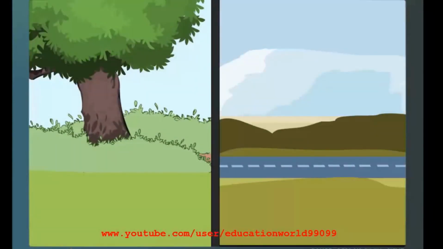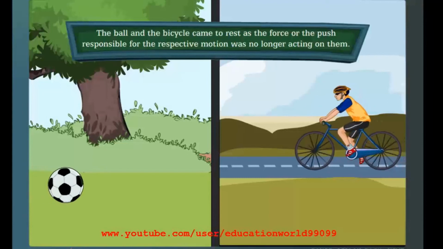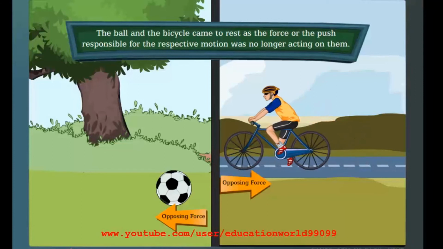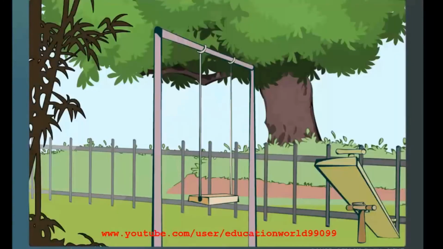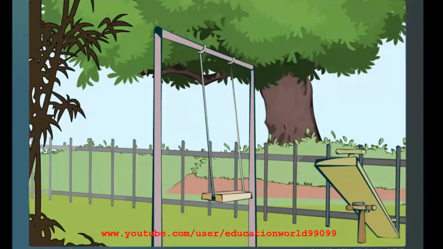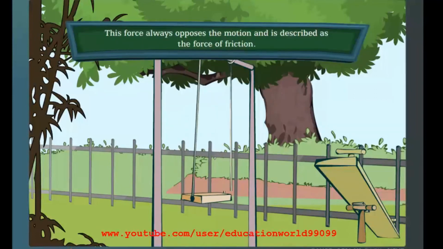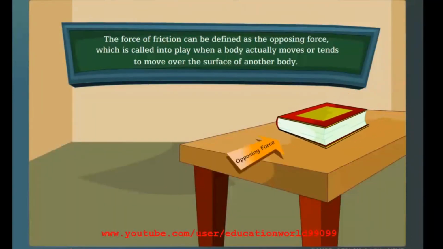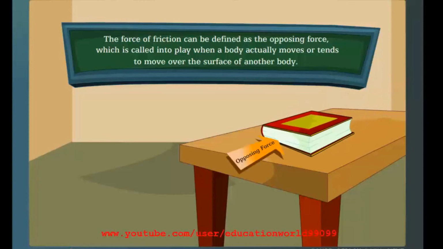Let us analyze the visuals shown here. The ball and the bicycle came to rest as the force or the push responsible for the respective motion was no longer acting on them. This shows that things slow down because a force is acting on them. This force always opposes the motion and is described as the force of friction. Force of friction can be defined as the opposing force which is called into play when a body actually moves or tends to move over the surface of another body.